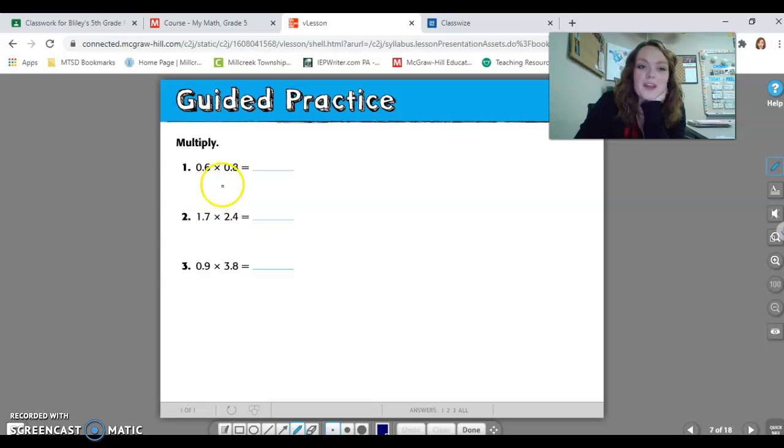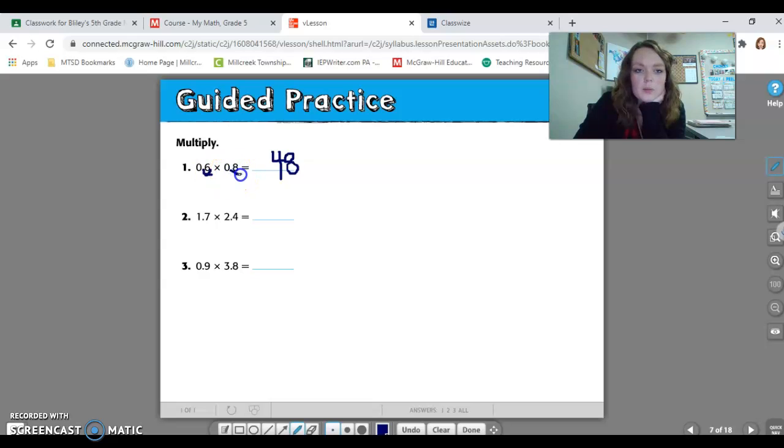We have 6/10 times 8/10. This one's simple. When we multiply tenths, remember we can just multiply the two numbers together and place our decimal. So 6 times 8 gives me 48. And then I need to figure out how many times I need to move my decimal. We're going to go to each decimal in my problem, and I'm going to move it one time until the end of my numbers.